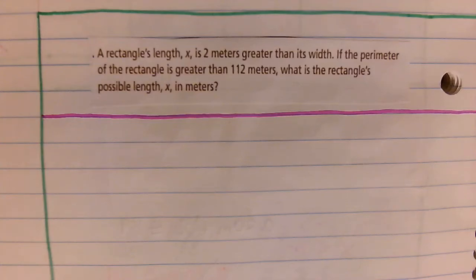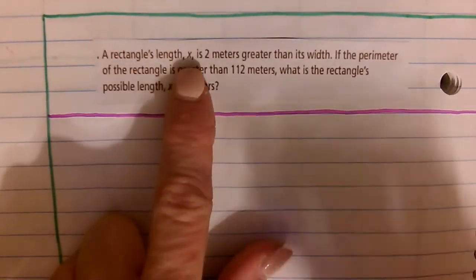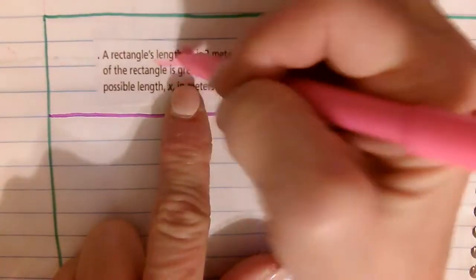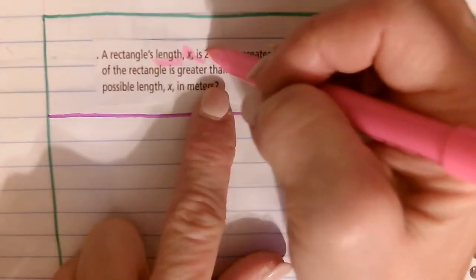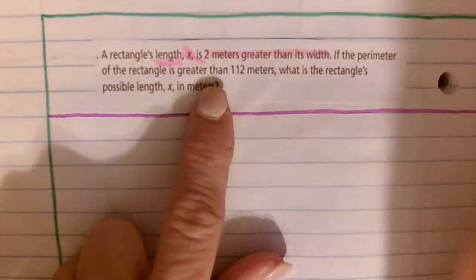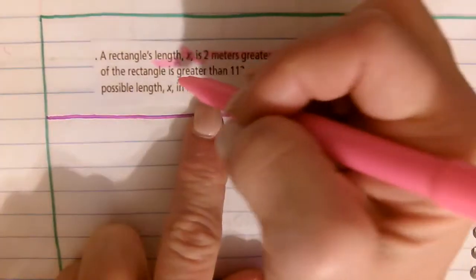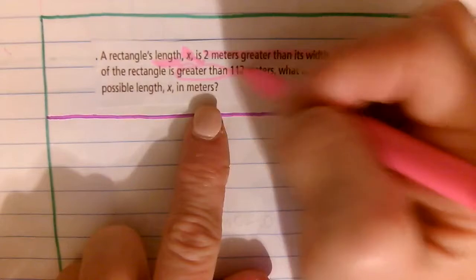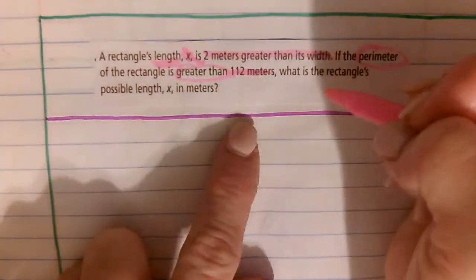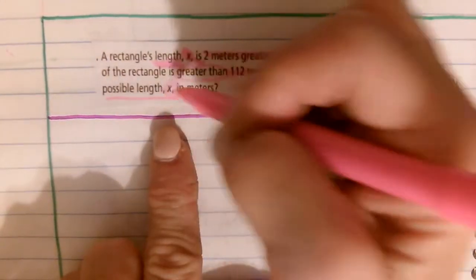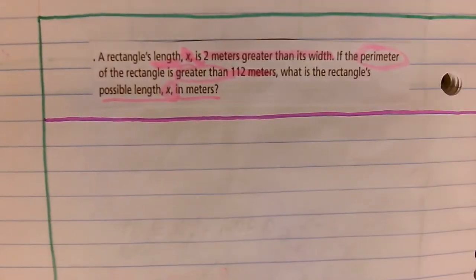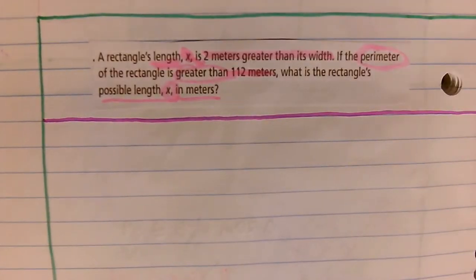Now let us continue with 5-7 and let's go over a word problem example. A rectangle's length, x, is 2 meters greater than its width. So if the perimeter of the rectangle is greater than 112 meters, what is the rectangle's possible length x in meters? Okay, so I've done step 1, and that's identified some important information.